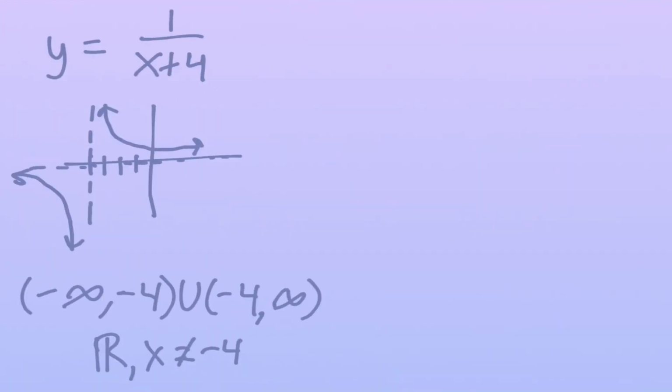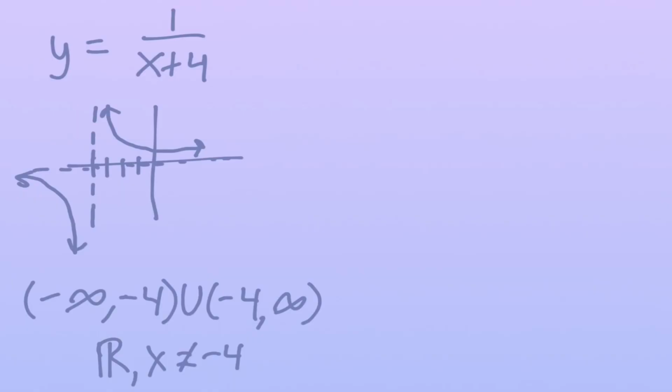Another graph, we have an x in a denominator, so that is also an opportunity where we could probably have restrictions. There's an asymptote, so it skips over the graph, it skips over the point negative 4, which gives us this domain, or you can write it this way as well, all real numbers except negative 4.